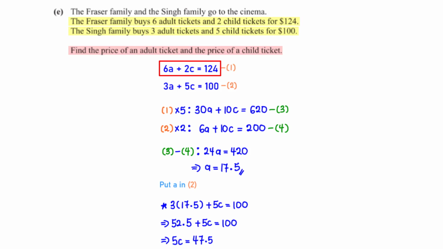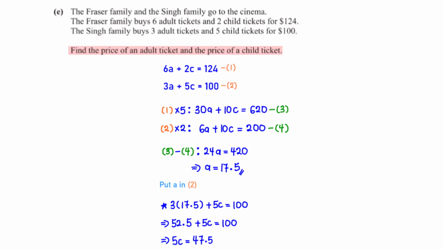We are also told the Singh family buys 3 adult tickets and 5 child tickets for $100. This means 3A plus 5C equals 100. Now we can solve these two simultaneous equations to find the values of A and C. We'll be using the elimination method.